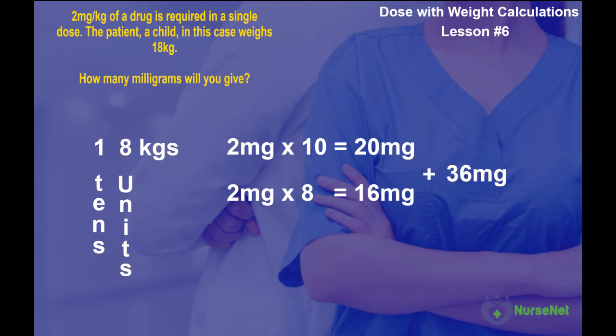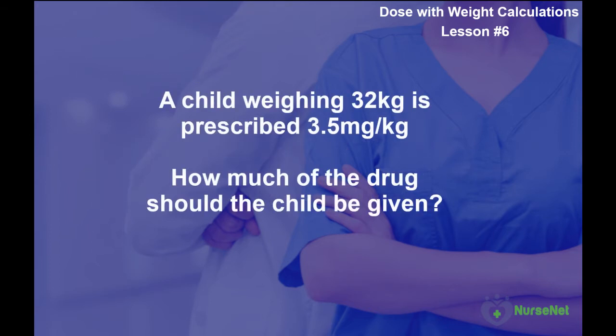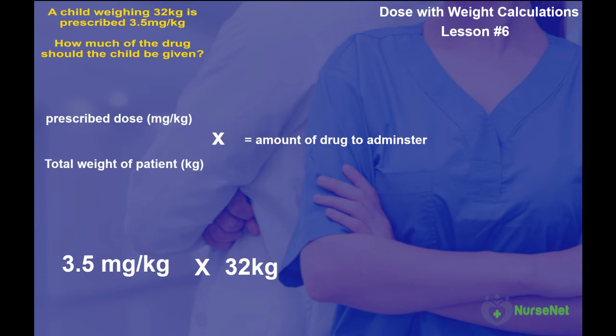Let's do another. A child weighing 32 kilograms is prescribed 3.5 milligrams of the drug per kilogram. How much should we give the child? Well, looking at the information given and using our formula of prescribed dose per kilogram multiplied by total patient weight, we can input the figures into it like so. 3.5 milligrams per kilogram multiplied by the patient weight, which is 32 kilograms.